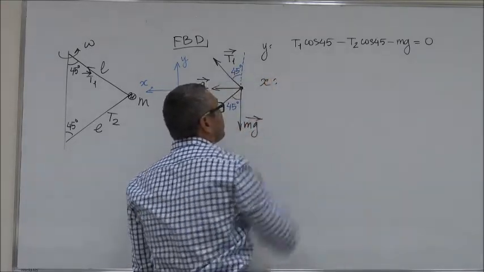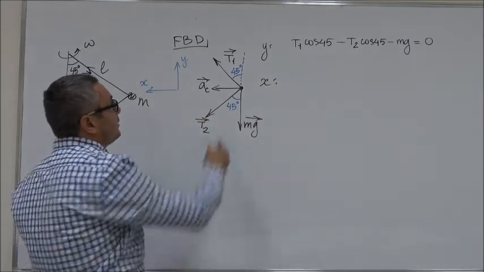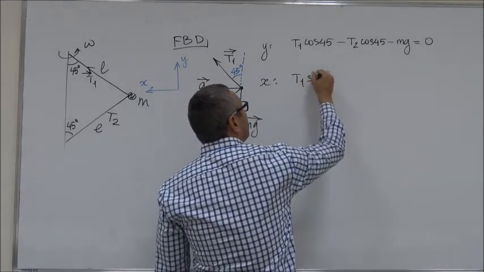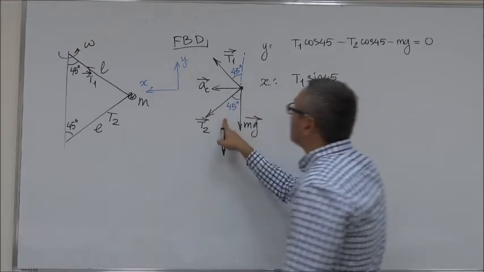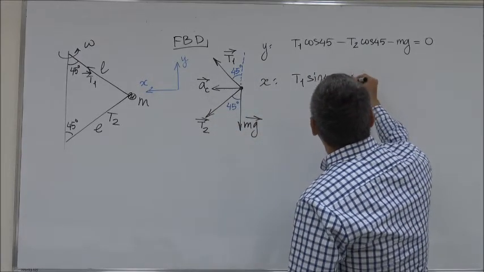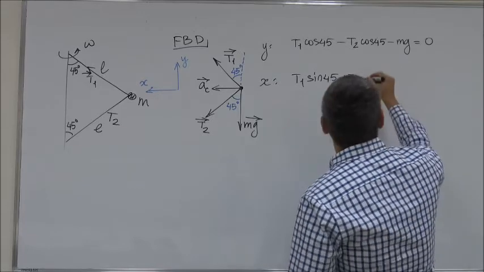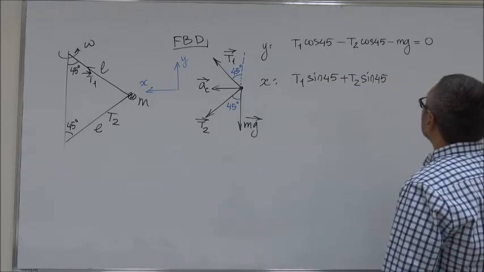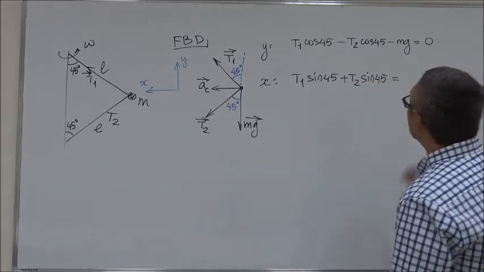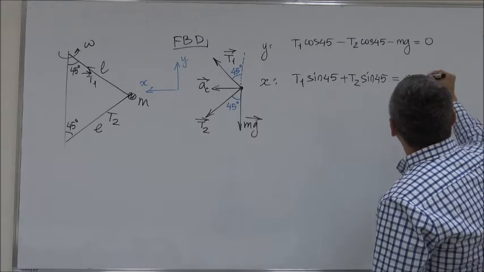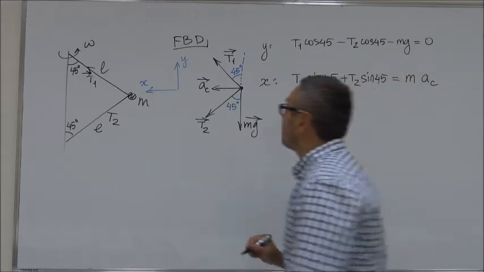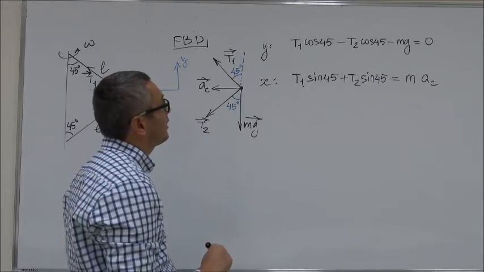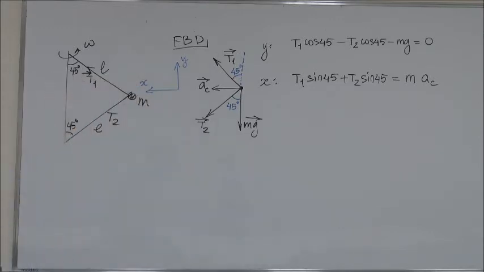So what about the x? Now let's look at x. So we have T1 sine 45, and then T2 sine 45. Both of them are in the positive x direction. And g has no x component, so this is equal to mass times centripetal acceleration, AC. So now we have two equations and two unknowns, T1 and T2, and we can calculate each tension.